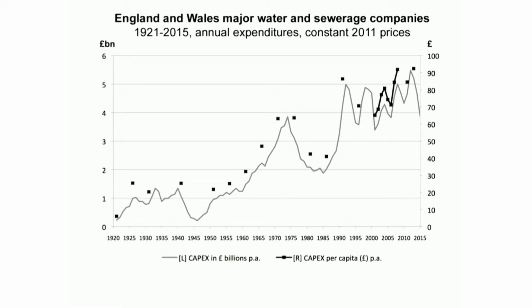The black squares and partial trend black line here show the capital expenditure per capita to correct for the changing, growing population of England and Wales over this period.